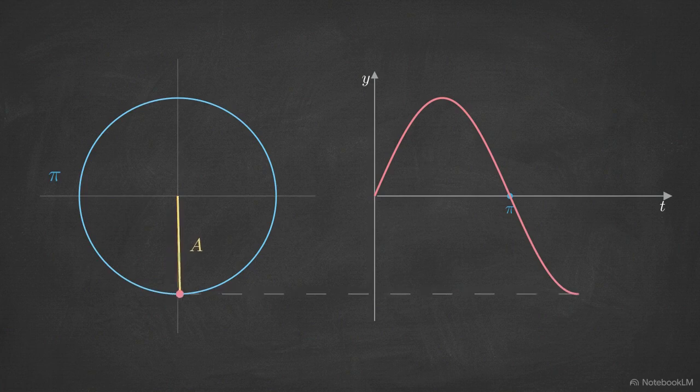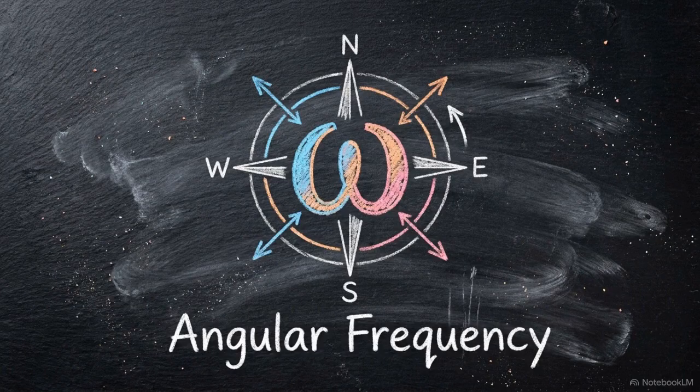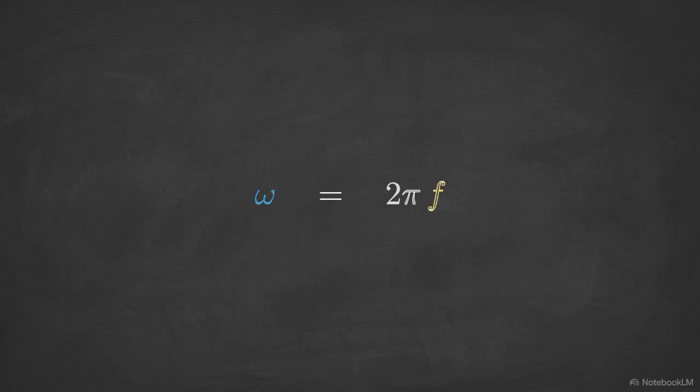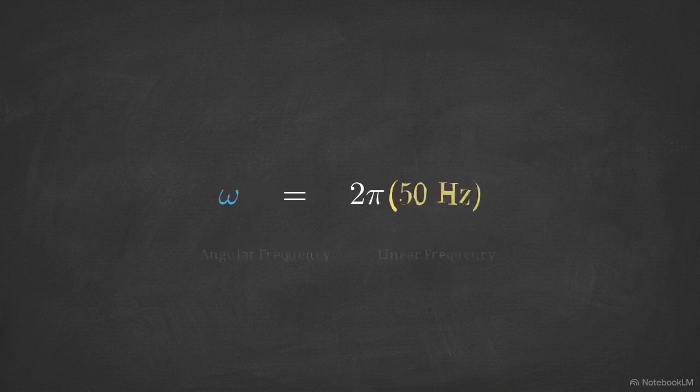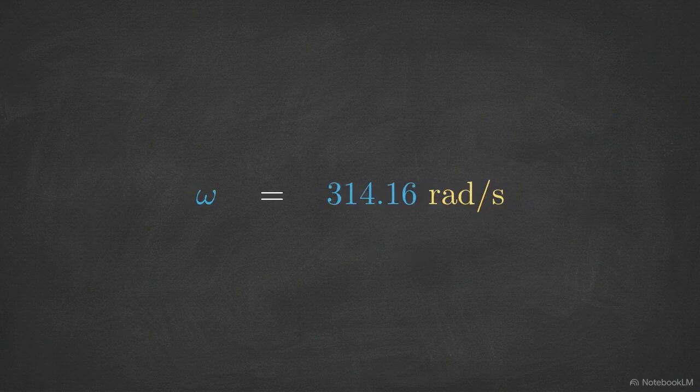A half rotation corresponds to pi radians and the wave crossing 0, while a full wave cycle completes at 2 pi radians. Because we are now working in rotation, we replace linear frequency with angular frequency, denoted by the Greek letter omega, measuring the rate of angular change. We derive angular frequency by multiplying 2 pi by the linear frequency. A standard 50 Hz linear frequency translates strictly to roughly 314.16 radians per second in computational models.